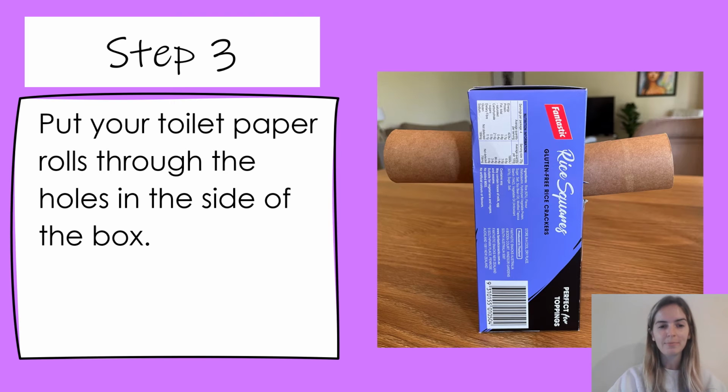Step 3, put your toilet paper rolls through the holes in the side of the box. So here you can see that I've just placed one here and another one here, and these are going to be my arms. You don't need to glue them or tape them because they should just fit inside the hole.